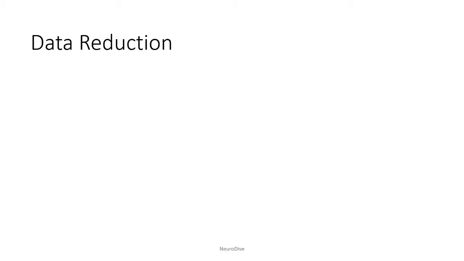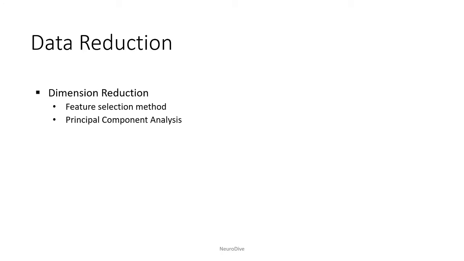Then comes data reduction. The first is dimension reduction. Suppose our data set has a large number of features or attributes. It may be possible that not all attributes are important for our model building, or they are redundant. So how will we find out? We will apply feature selection methods and principal component analysis to reduce our data, or we can say to reduce the dimension. Dimensionality reduction can happen this way.